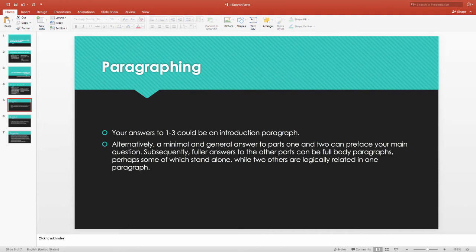Let's see. That can sort of preface your main question, and then subsequently, after that, give fuller answers to those questions in body paragraphs. Some of those body paragraphs might stand alone, one body paragraph per one part announced, but others might be naturally related to one another in your head, and so you combine them and respond to both together.